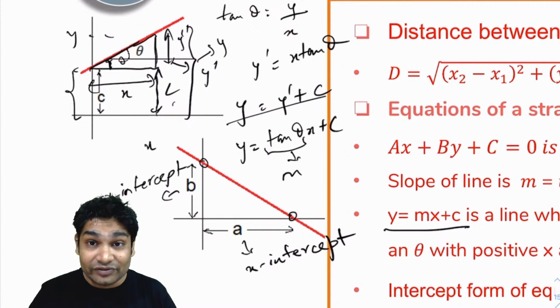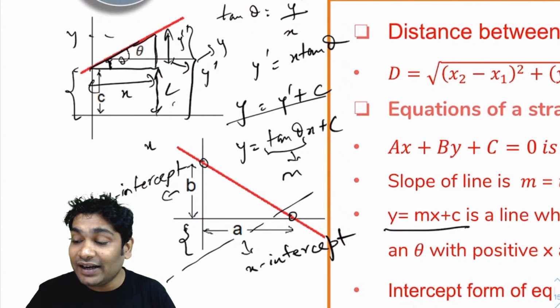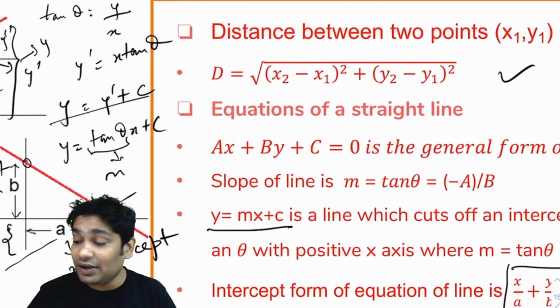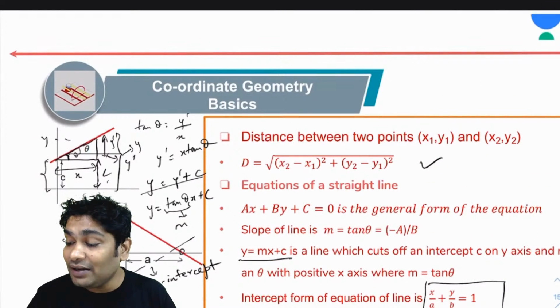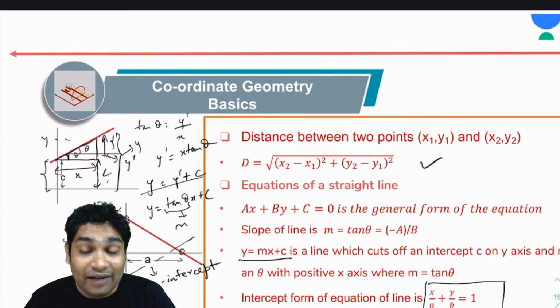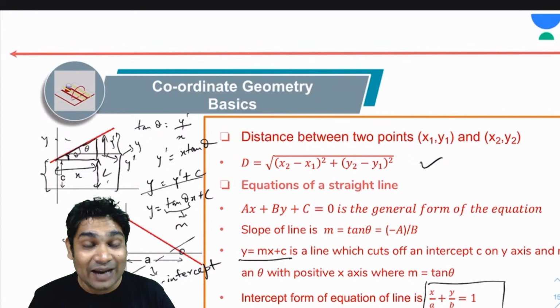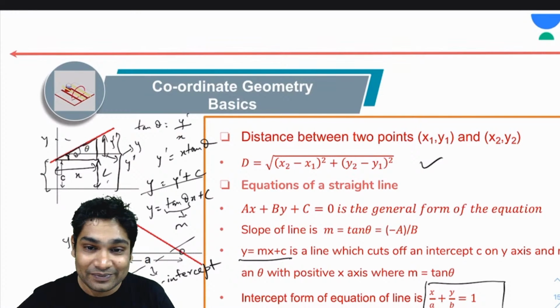Now please note, suppose the line was like this, then b would have a negative value. So please remember, when you're substituting your values of a and b, you substitute them with proper signs in this equation. If you have your x-intercepts and y-intercepts, then you can quickly calculate the equation of the straight line as x over a plus y over b equals 1. But always remember to substitute the values of a and b with proper signs.